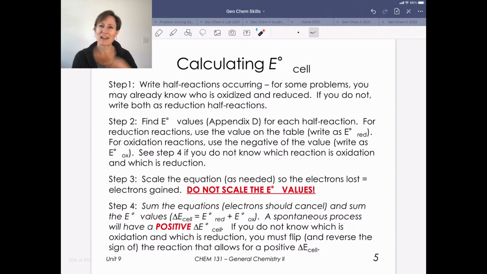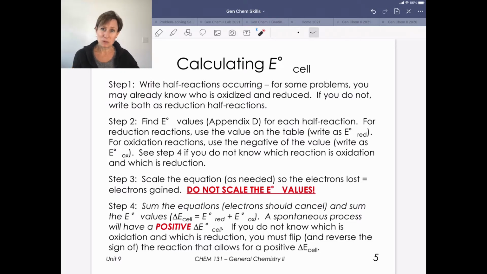Just like we've done with lots of our other problems, I'm not going to read through all of these steps here. These steps, as always, are available in the accompanying notes for these videos. But I'm going to run through them briefly, and then we'll implement them as we do a problem. The first step is you have to write half reactions for what's happening.